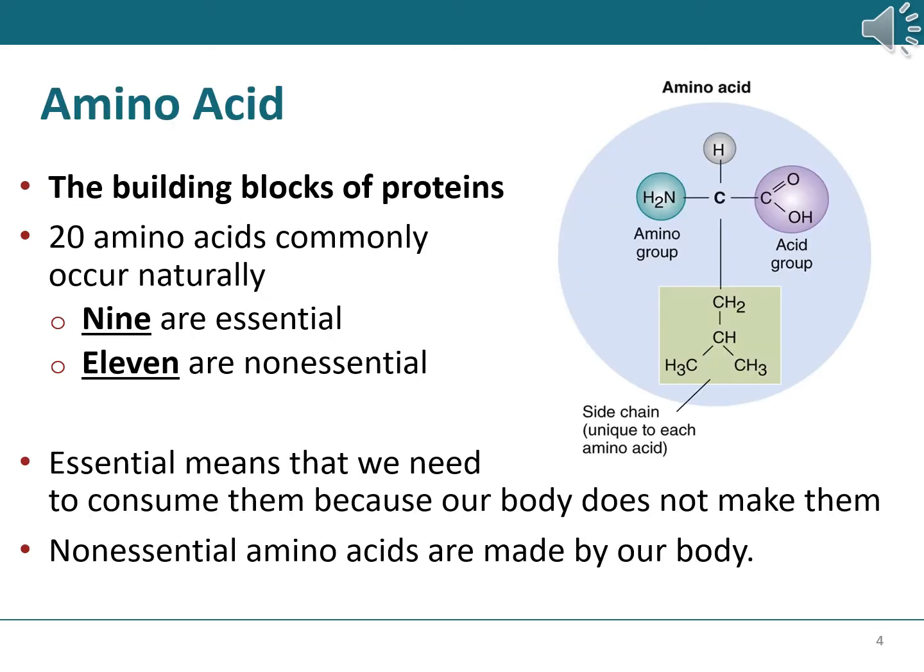Although the basic unit of protein is amino acids, there are many different types of amino acids. It's about 20 different total. 9 of these are essential, 11 are non-essential. Essential means that it's essential that we get them because our body cannot produce them, and non-essential means that our body is going to produce them by itself. So the 9 essential amino acids are the ones we have to consume through our diet because our body does not produce those on its own.